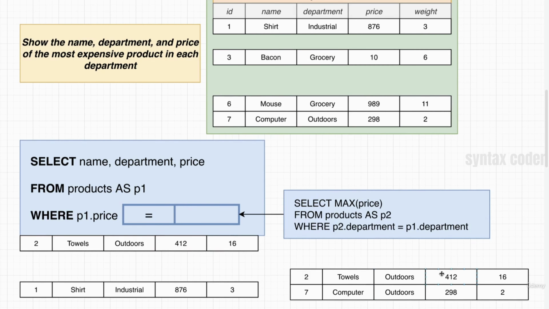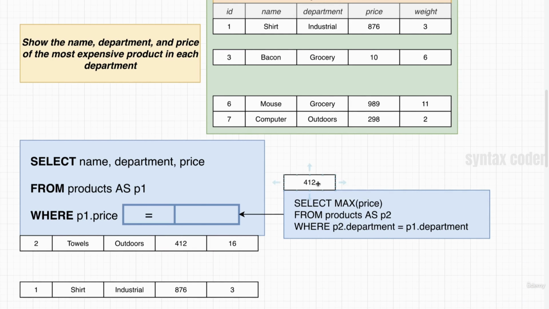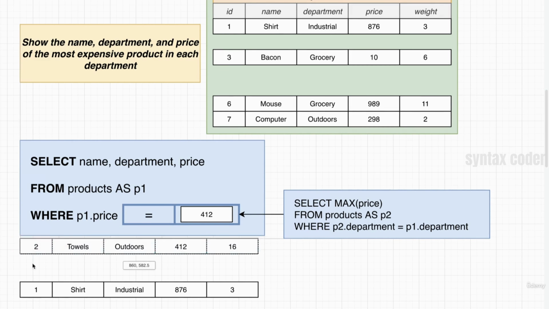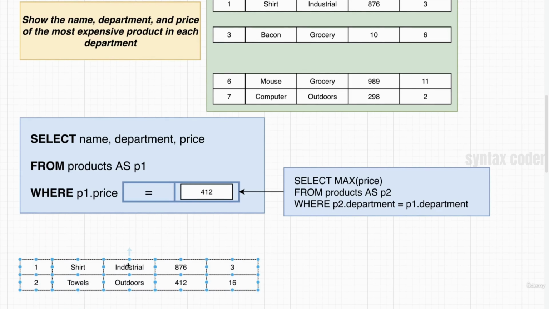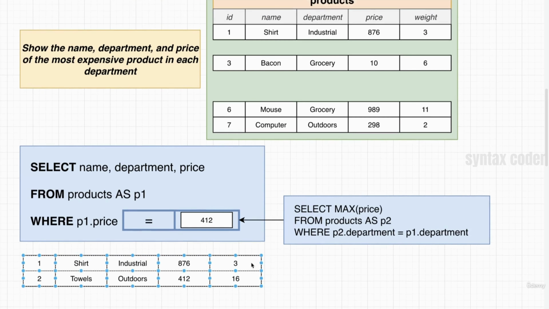So now out of these remaining records, I'm going to find the max price. It is 412. That's what's going to be returned from the overall subquery. So that's going to go back here, and we're going to check and see if P1's price is equal to 412. Yes, it is. So we're going to hold on to that record right there. And once again, that's going to give us now the max value or the highest priced product out of the outdoors category.